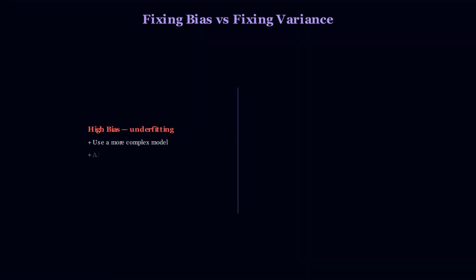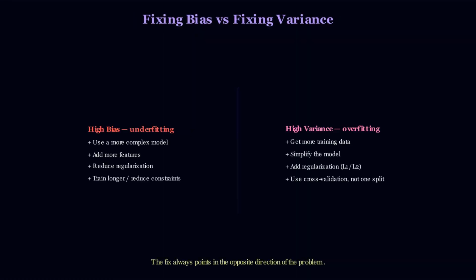Once you know which one you have, the fix is specific. High bias. Use a more complex model, add features, reduce regularization. High variance. Get more data, simplify the model, add regularization. The fix always points in the opposite direction of the problem.